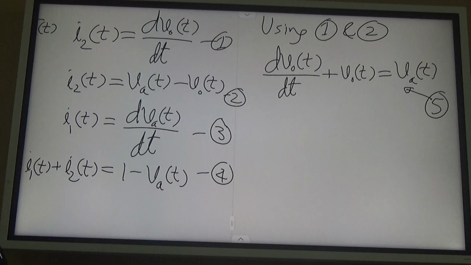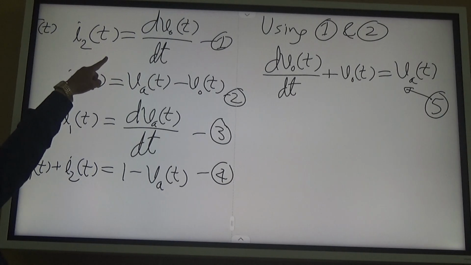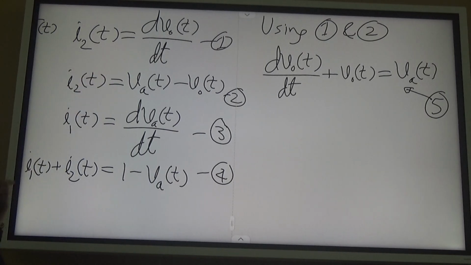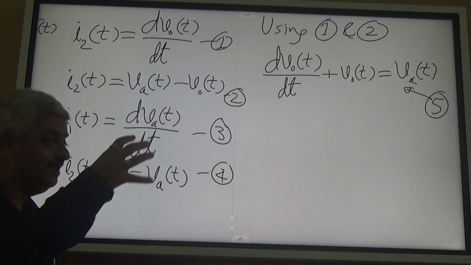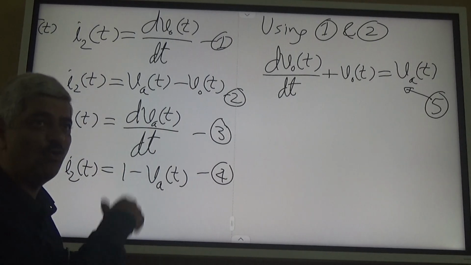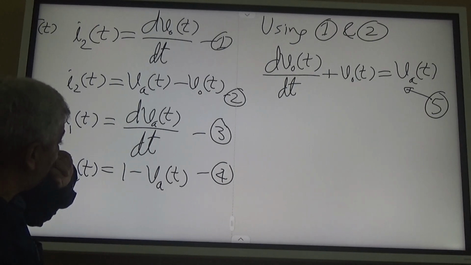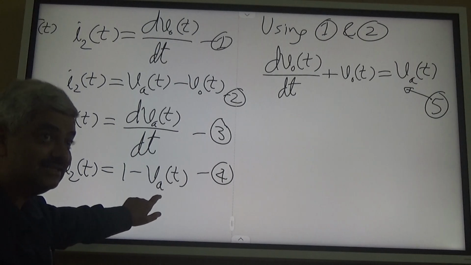I2T is okay for me, because I immediately know the relationship of I2T with VOT. So I will think now, can I work on this equation more? That is through experience you should gain. I want to work on equation 4. In equation 4, what do I get? I get VAT. VAT is there.